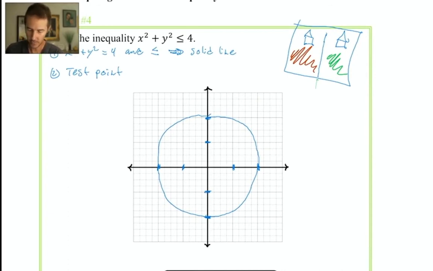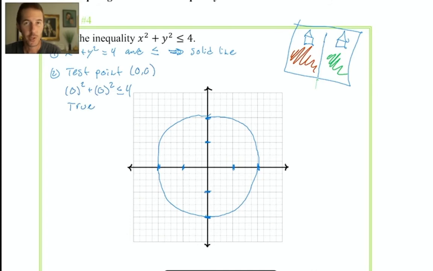So since 0, 0 is inside the circle and it's not on the circle, I'm going to use it. That makes 0 squared plus 0 squared, and I'm testing it in the original inequality, which is less than or equal to 4. And that is true.